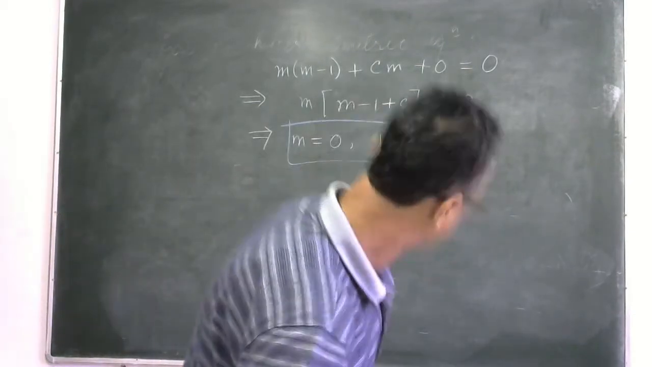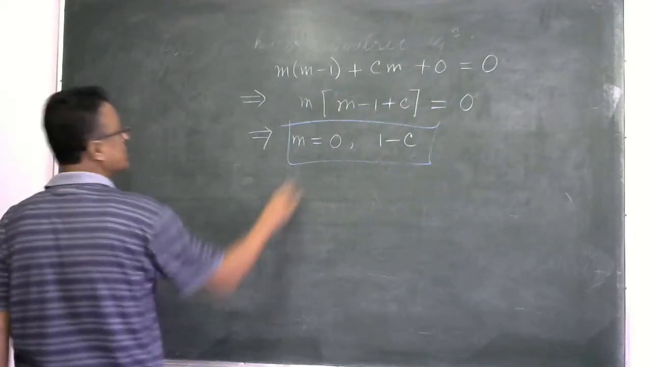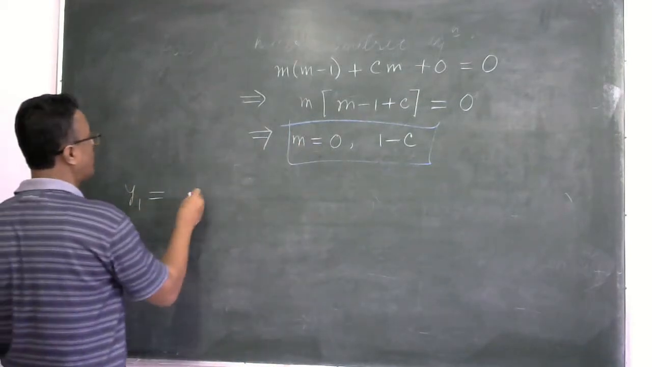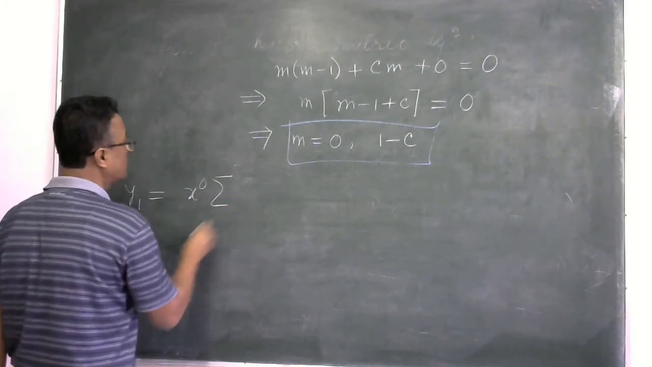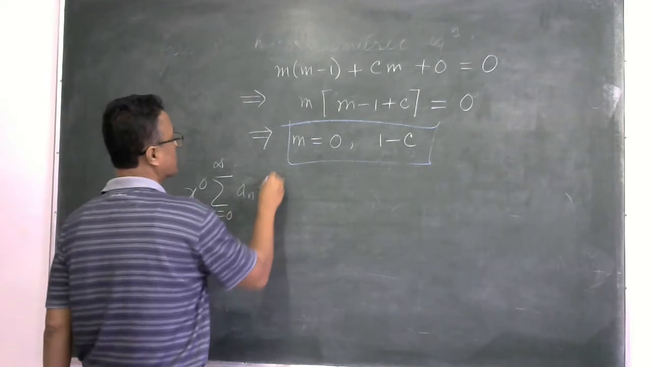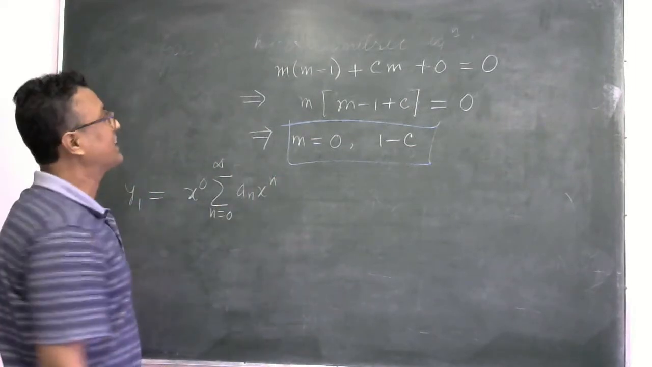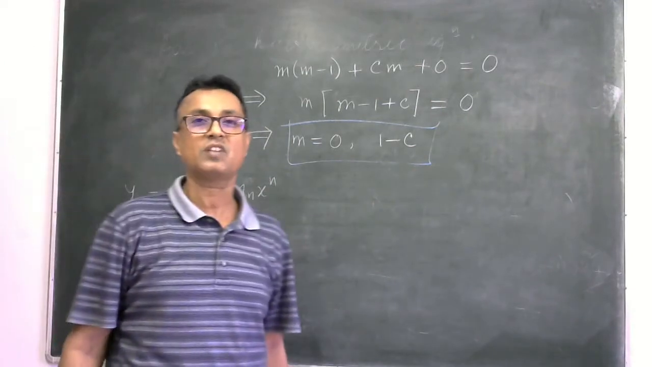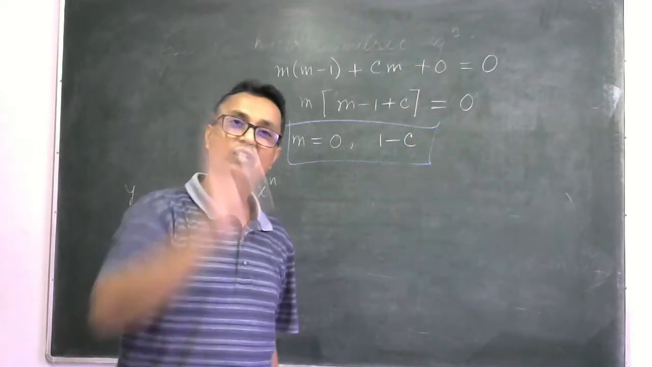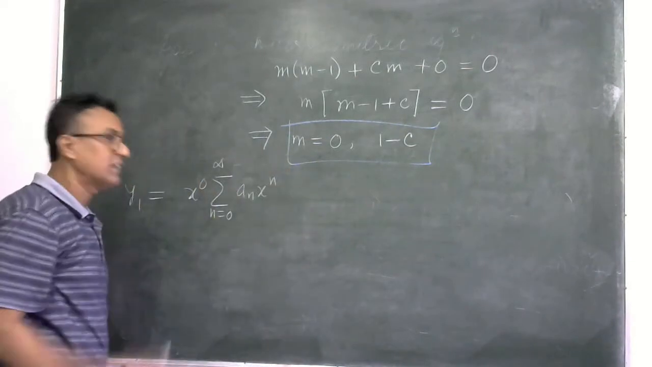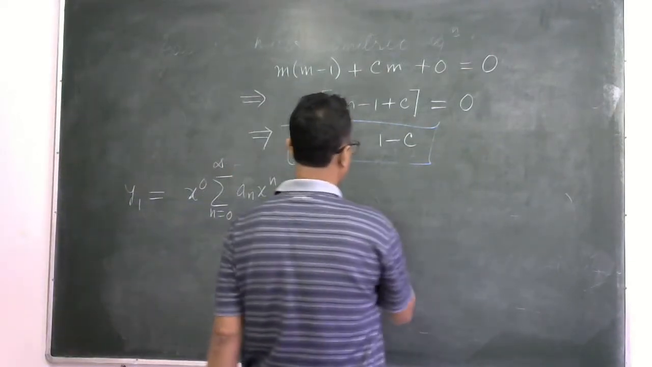So obviously, corresponding to the first root, I can have a solution of this form: x to the power 0, sum over n equal to 0 to infinity, a n x to the power n. And I'm not going to put it back into the original equation, that is Gauss's hypergeometric equation. So you have to believe me that if you plug that in, then you are going to have a recurrence relation of this form.